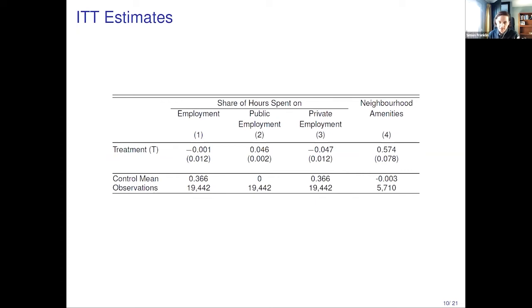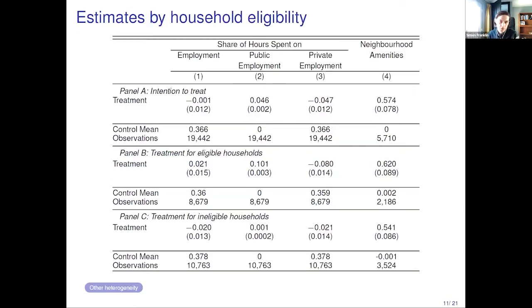Okay, so for every hour that is spent on the public works, an hour less is spent doing private employment by the households that are in the public works. We also see this large impact on neighborhood amenities for people who live in areas where the public works is happening. So that's 0.6 standard deviations of our index of the quality of the neighborhood.